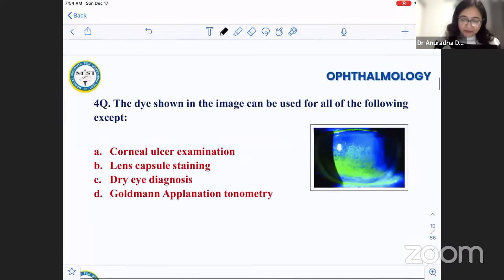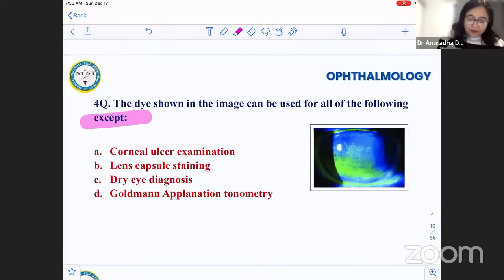Moving on to the next question here. The dye shown in the image. Now, this is an image-based question. The dye shown in the image can be used for all of the following except. Now, these questions, again, I always keep repeating, do not leave out the word except, because the meaning of the question changes if you miss out the word except. So here you have to first of all, based upon the image, identify the dye.